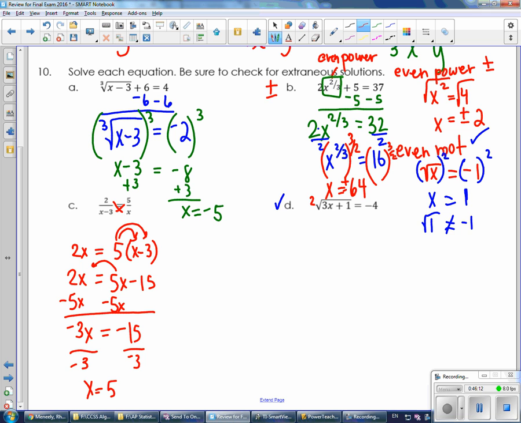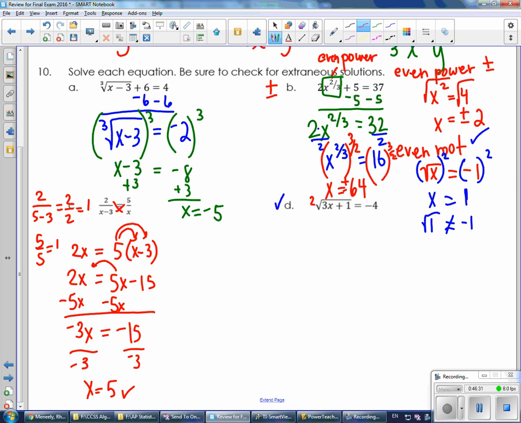And this is another one you can check. If I have 2 over 5 minus 3, I get 2 over 2, which is equal to 1. And if I look at the other side, 5 over 5 is also equal to 1. And so that means that both sides are equivalent. I know that's the correct answer.